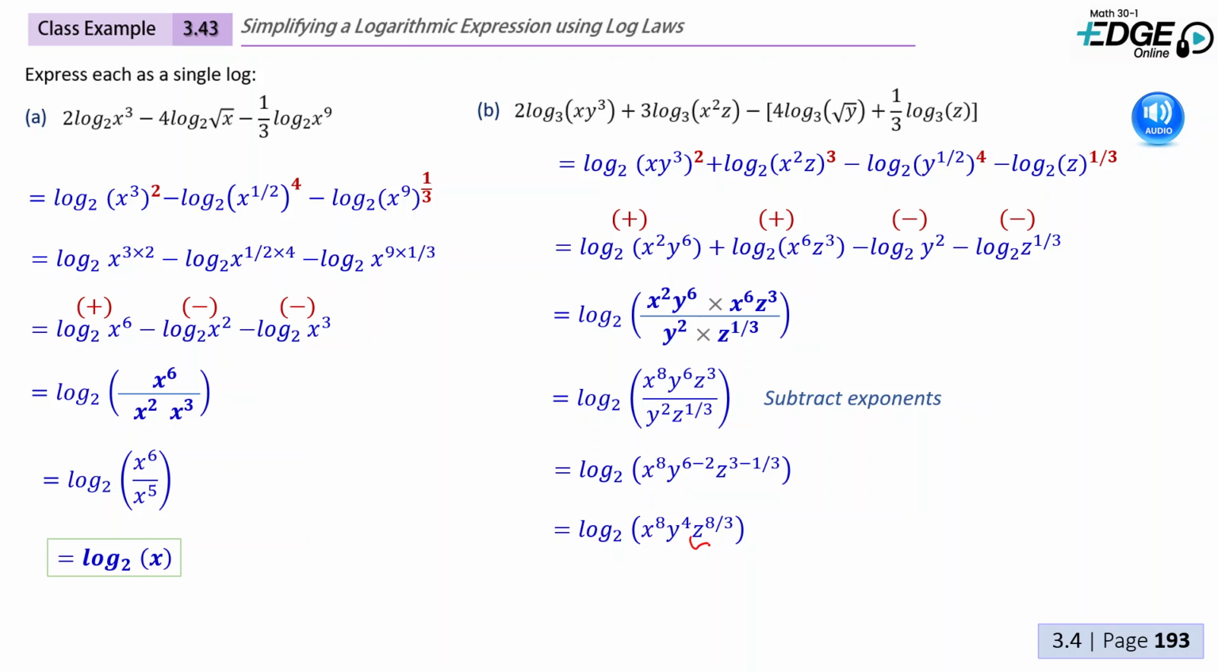Now, we don't really want to leave this as a fractional exponent. We kind of want to go back to whatever form it was in to begin with, right? So we see that there were radicals in the original equation, so our answer should be with radicals as well. So our answer would become log base 2 of x to the 8, y to the 4, and then our z will be the cube root of z to the power of 8. Remembering that the denominator of the fraction is the index and the numerator is the exponent.